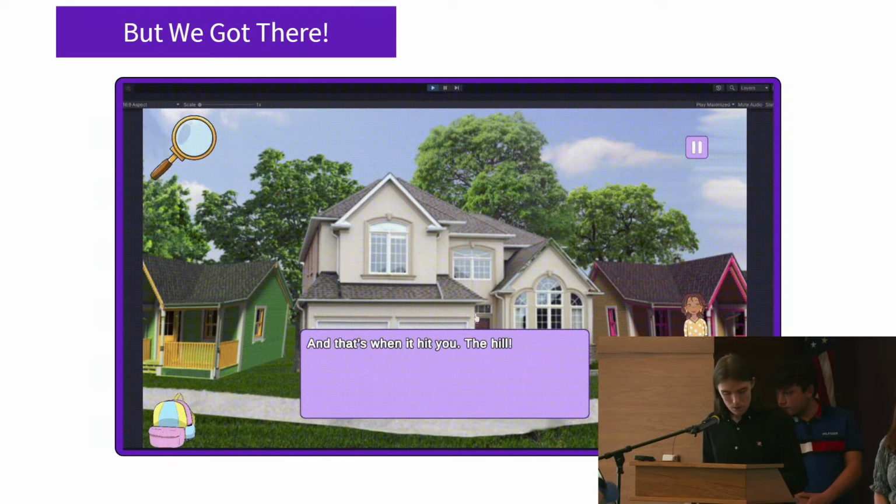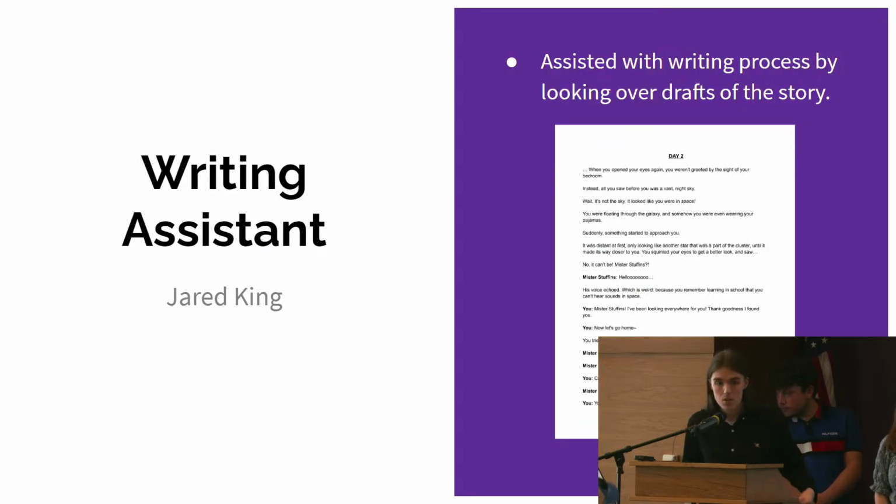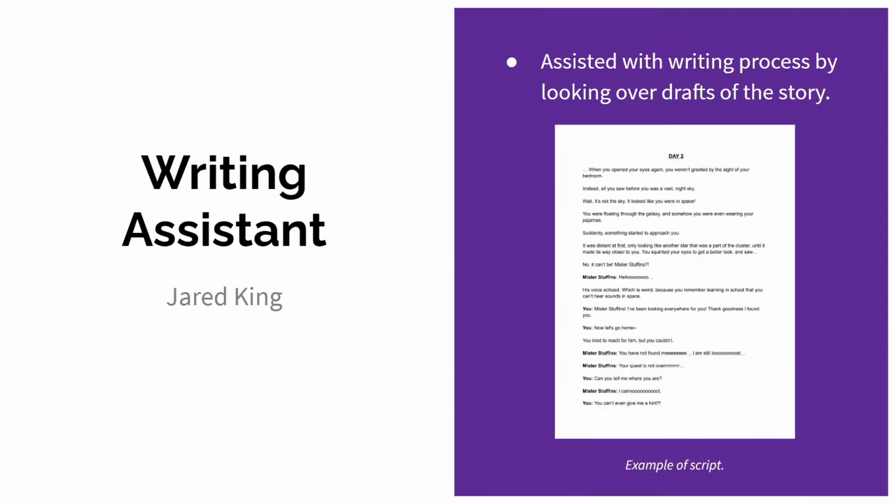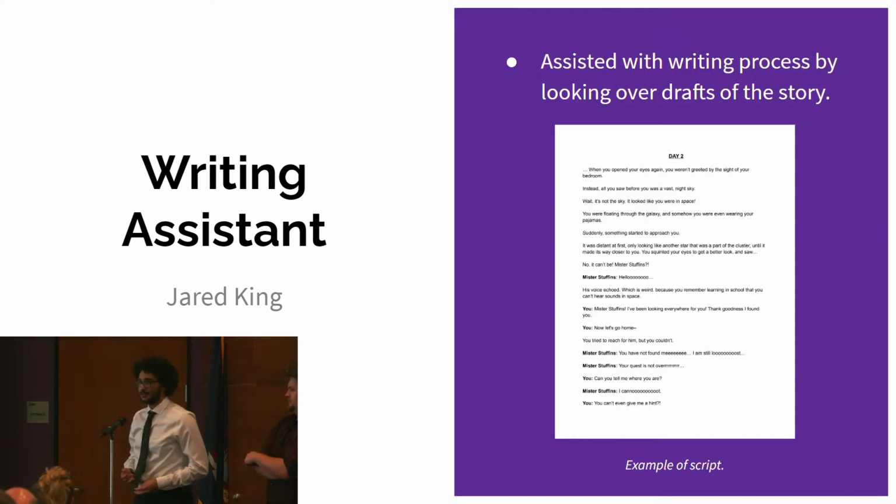Now on to Jared, who is the writing assistant for the project. Hello, I'm Jared King. As previously stated, I was the writing assistant for What Happened to Mrs. Stuffins. Basically, what would happen is Shay would write a script similar to this and would send it to me just so I could look over it, see if there was any issues with the script itself, and then I would send it back, and we would use the script that we both agreed on.